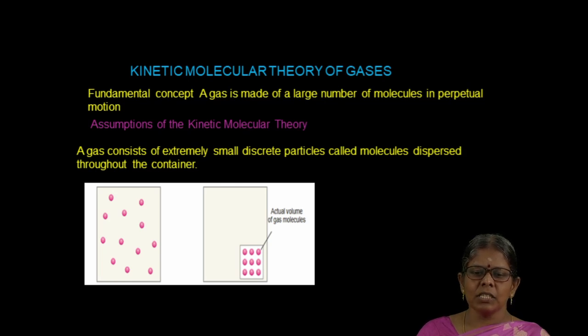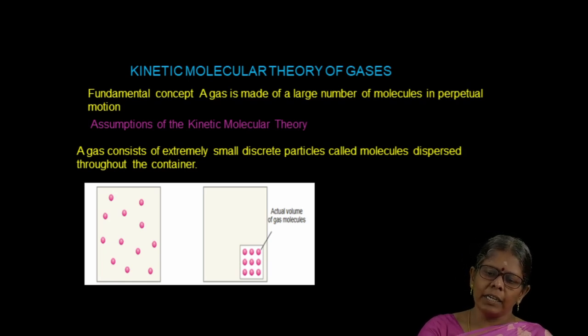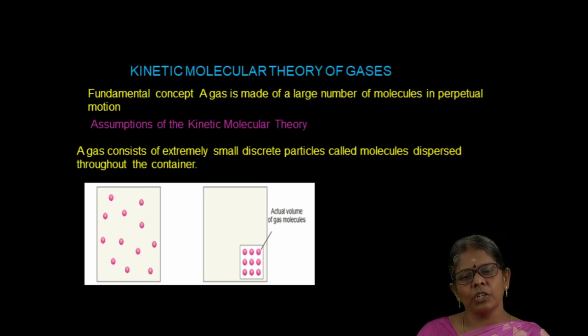The first assumption is that a gas consists of extremely small discrete particles called molecules dispersed throughout the container. Here only nine molecules are shown, but they are dispersed throughout the container. The actual volume occupied by the molecules of the gas is very much negligible when compared to the total volume occupied by the gas. Even a few molecules can occupy the entire room without any constraints. That is the first assumption. That is the property of the gaseous state also. Whatever the space available, the gas molecules begin to expand without any external influence.